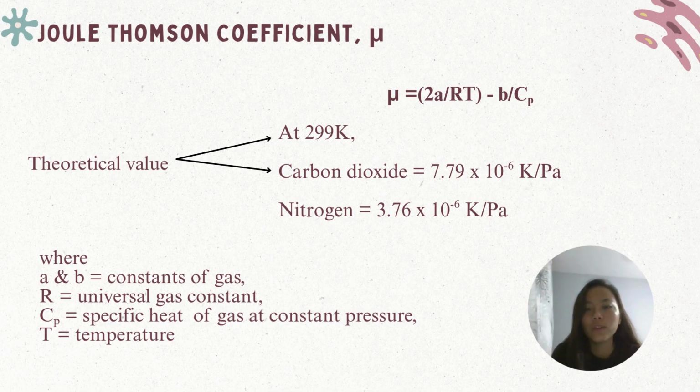At temperature 299 Kelvin, the coefficient obtained for carbon dioxide is 7.79 times 10 to the power of negative 6 Kelvin per Pascal. While the coefficient for nitrogen is equal to 3.76 times 10 to the power of negative 6 Kelvin per Pascal. So this value obtained will be our theoretical value.